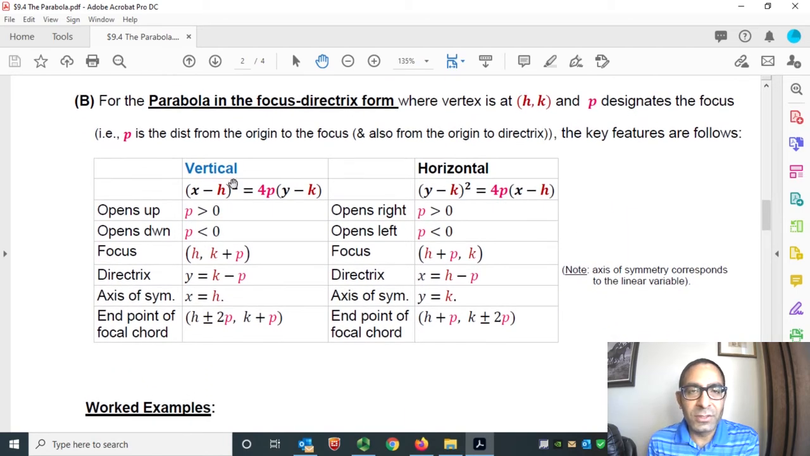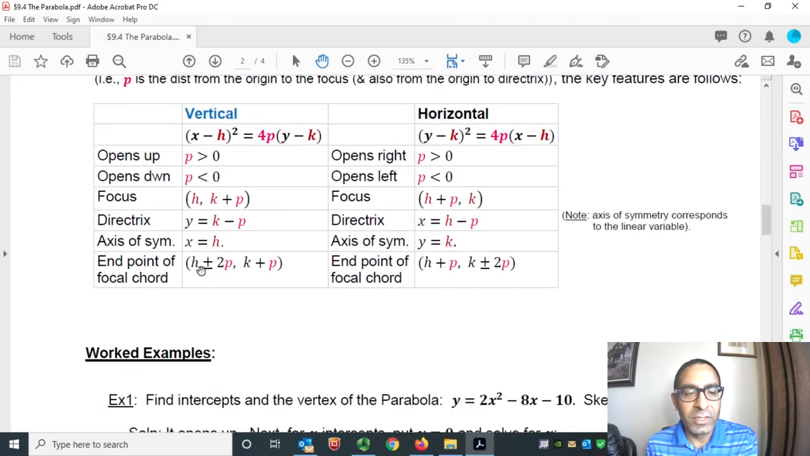So then for vertical parabolas, our equation is (x minus h) squared equals 4 times p times (y minus k), which opens up if p is positive, opens down if p is negative. The focus is at the point h, k plus p. Directrix is y equals k minus p. Axis of symmetry is x equals h. Endpoints of the focal chord are at the points h ± 2p, k plus p.